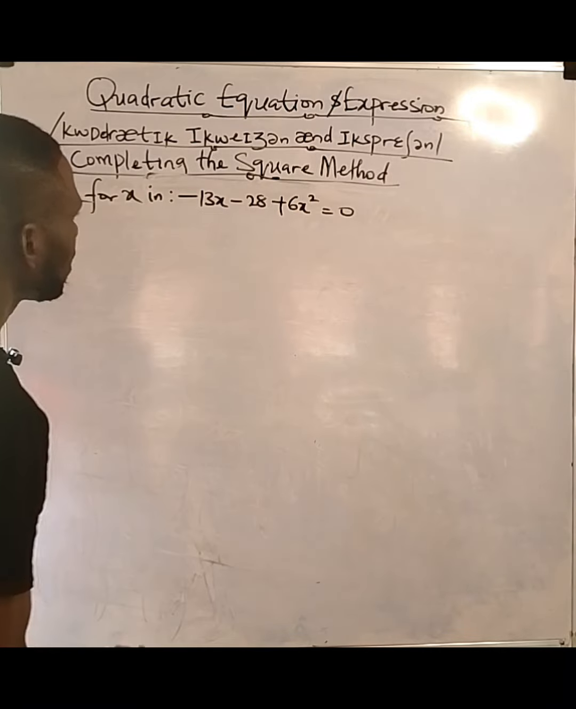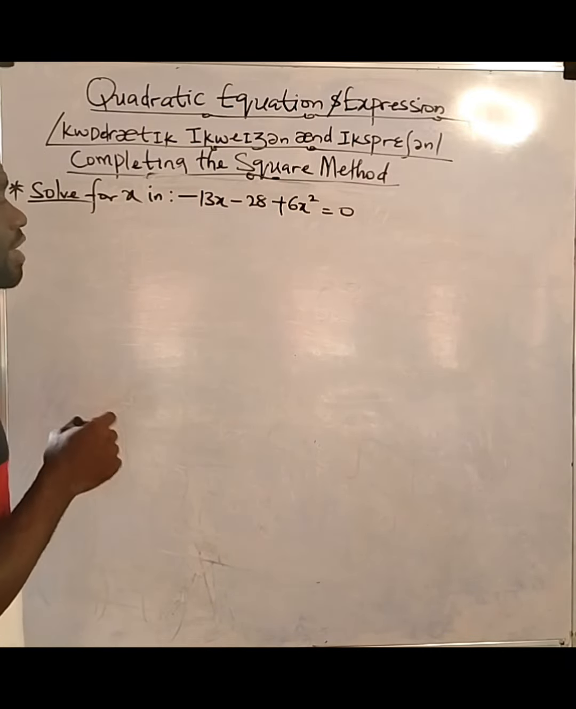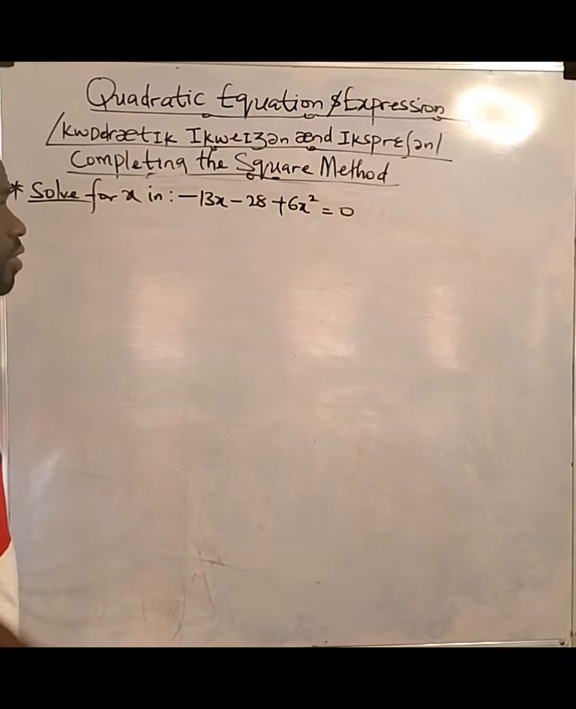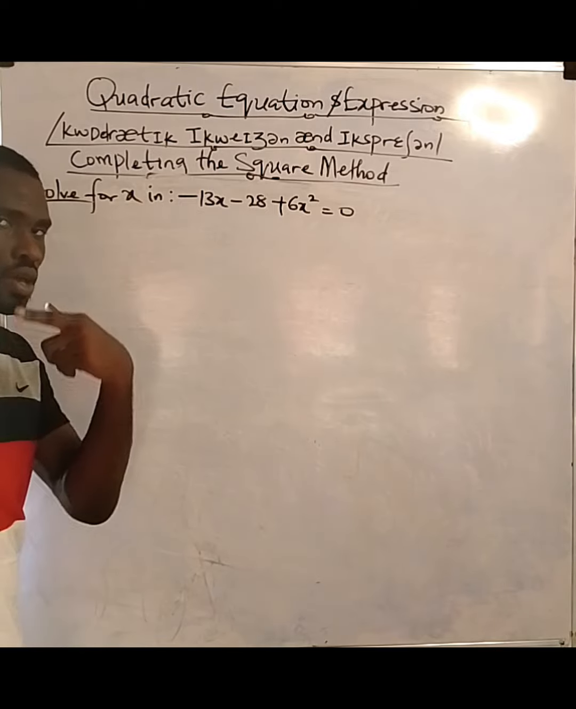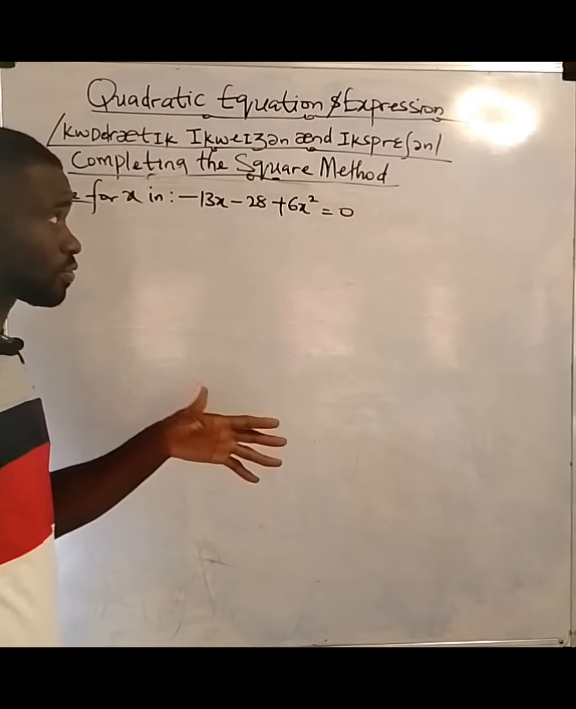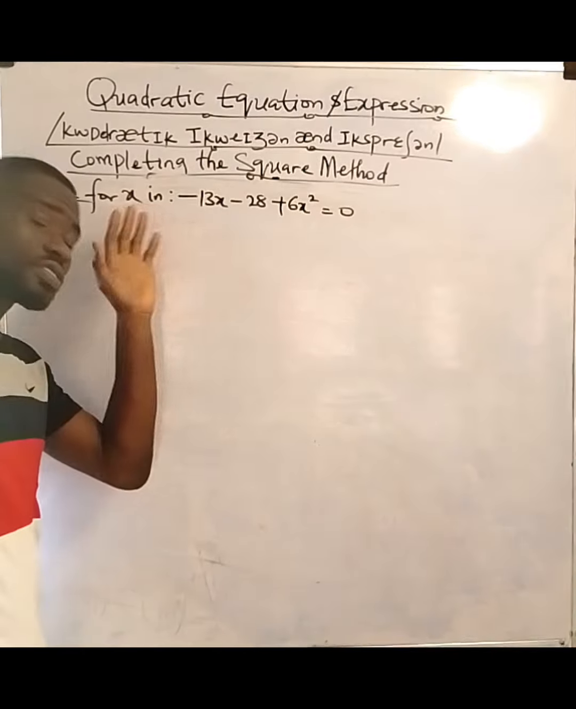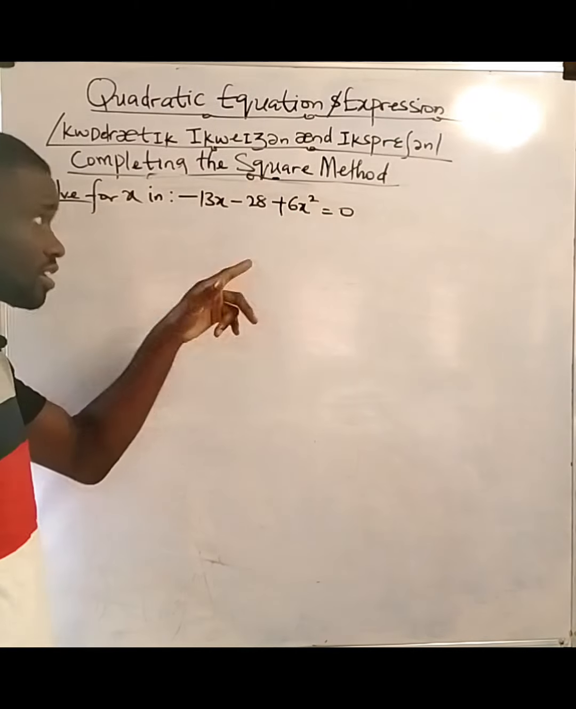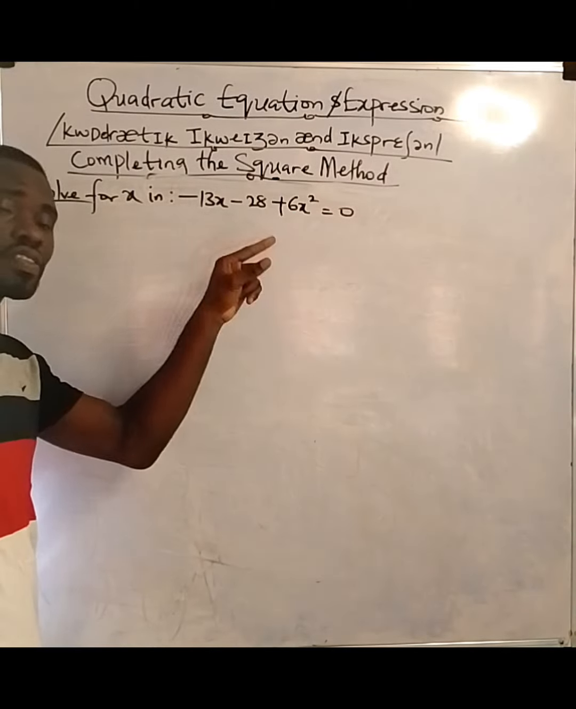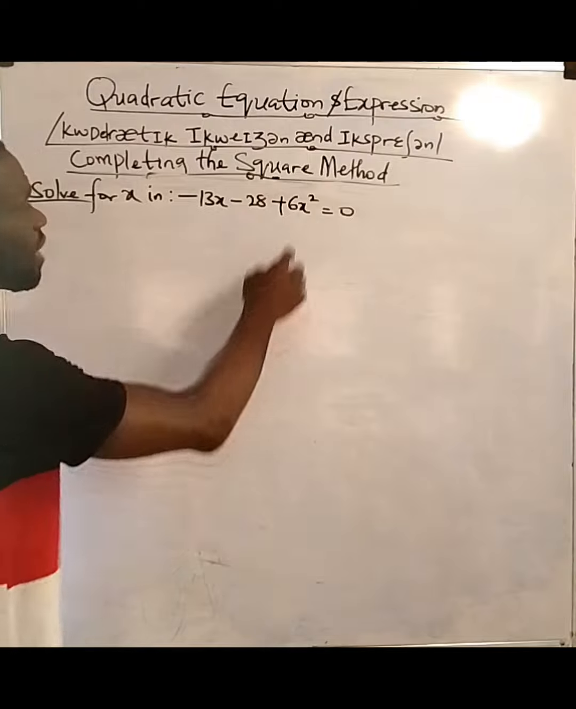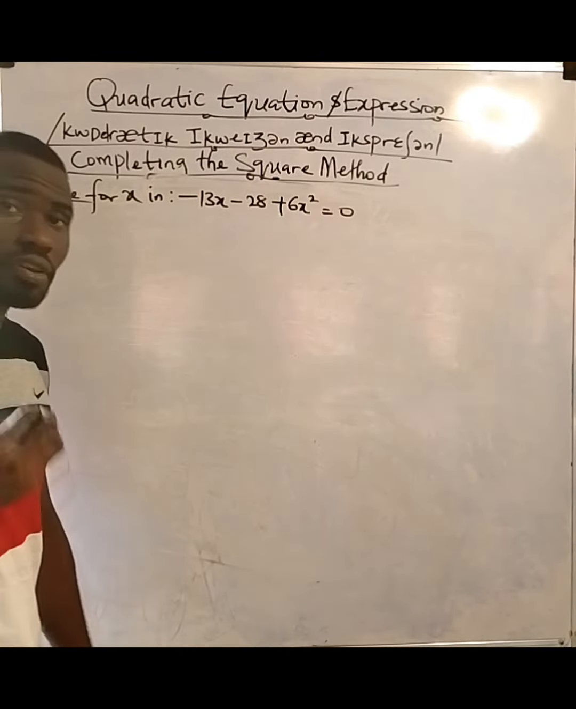Solve for x in -13x - 28 + 6x² = 0. Now, to start with, the first thing we're going to check is whether this equation is quadratic or not. It's quadratic because the highest power is positive 2.